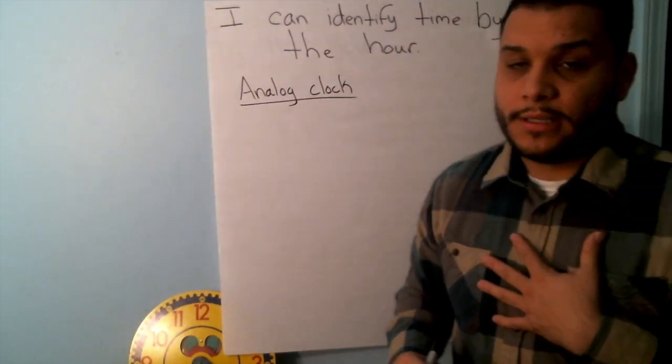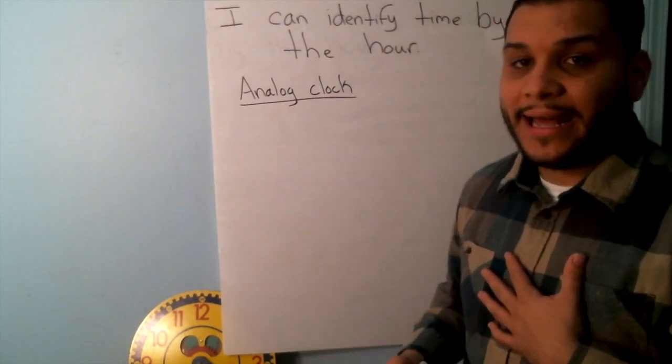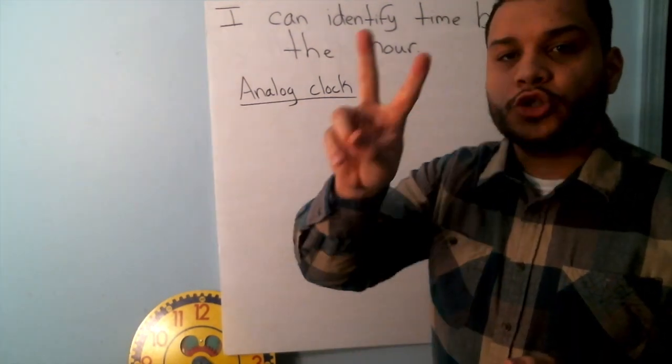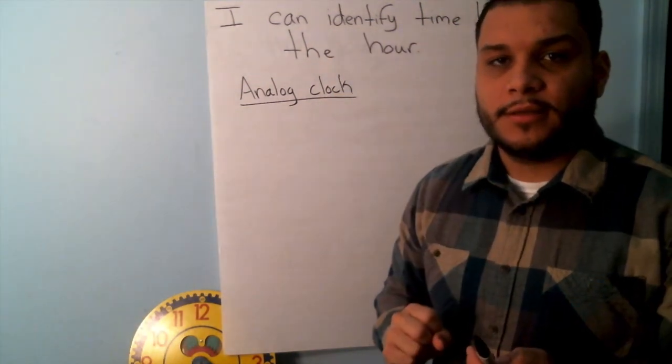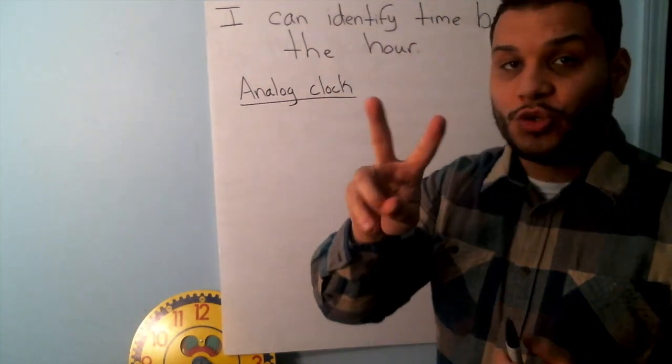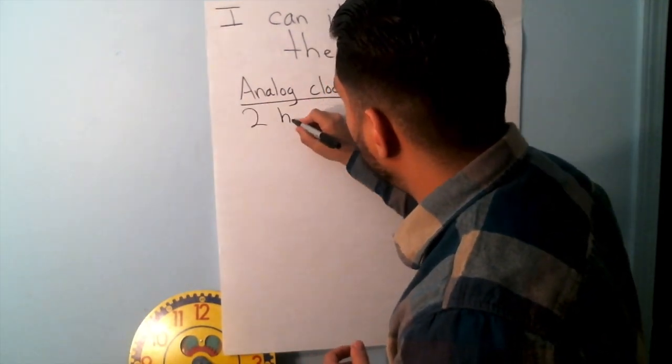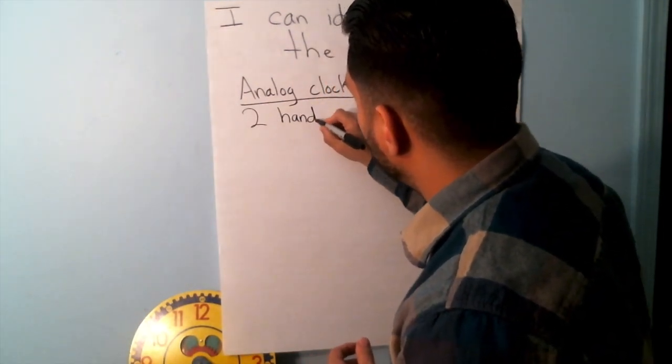So if I wanted to describe an analog clock, I would say that it has two hands. Awesome. If you said two hands, you are correct. Has two hands.